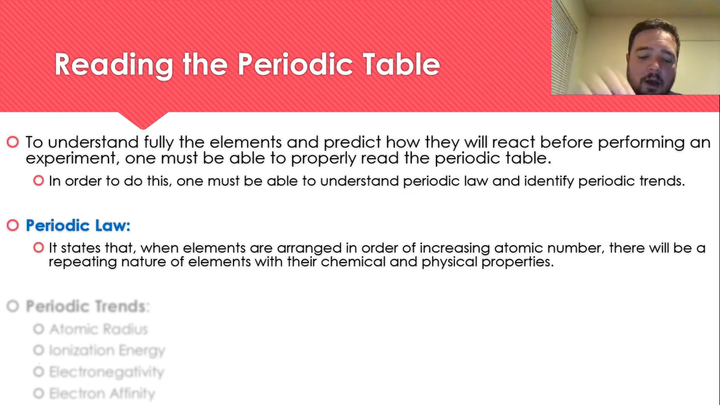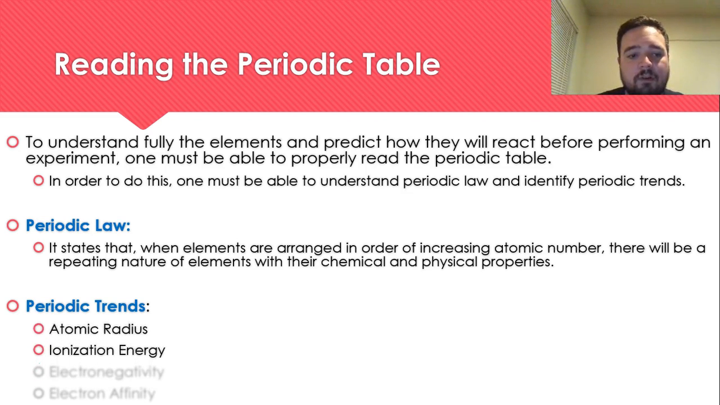Based off the periodic law, scientists have been able to identify what's called periodic trends. We're going to identify and explore four main ones. The first one is the atomic radius. The next one is ionization energy. And the next one after that is electronegativity, and the next one after that is electron affinity.